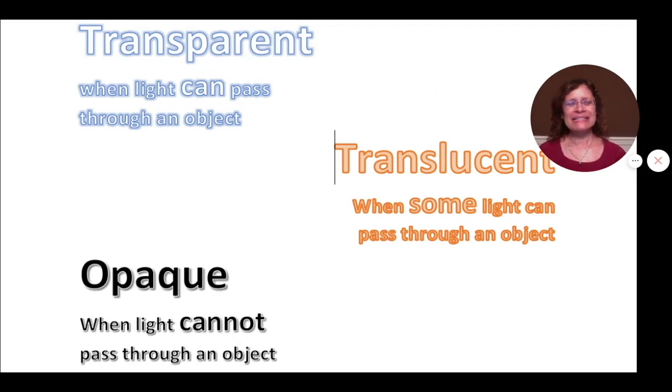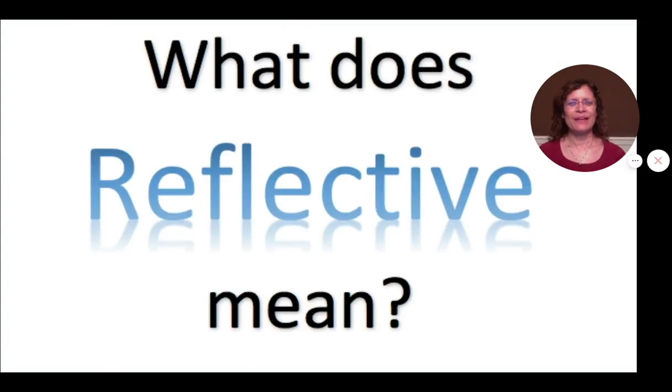Translucent means when some or a little light can pass through an object. And opaque means when light cannot pass through an object. But we still need to learn what reflective means. Our last vocabulary word is reflective. Say reflective with me. Reflective.